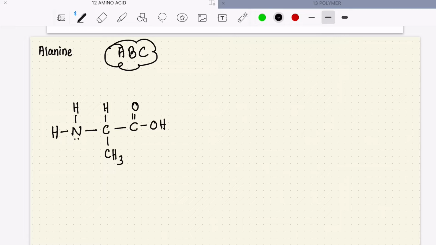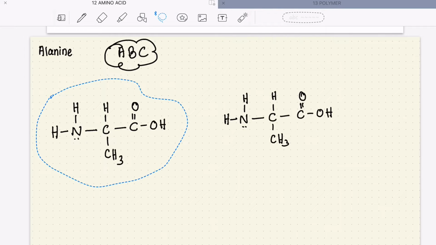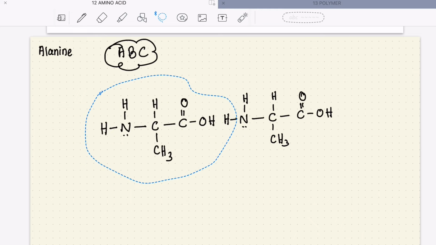Now, the second one we also write in the same way using the tip A, B, C. Because we are using the same amino acid, alanine, let's draw the amino group, the body, and the carboxyl. Okay, there you go. We have 2 alanine here. Let me move a little bit closer so you can see the reaction later.